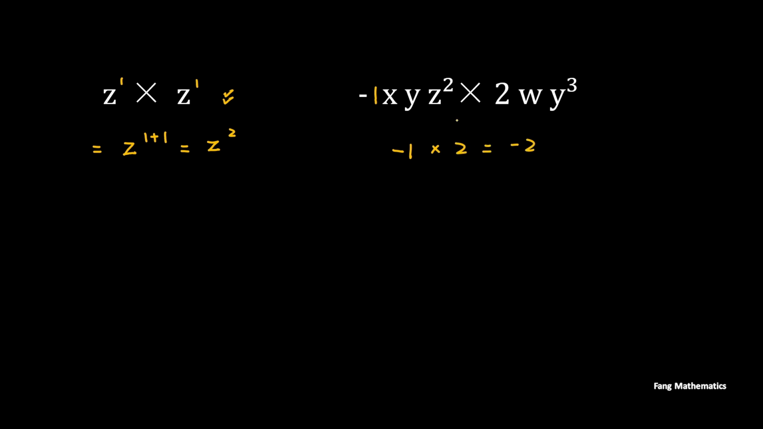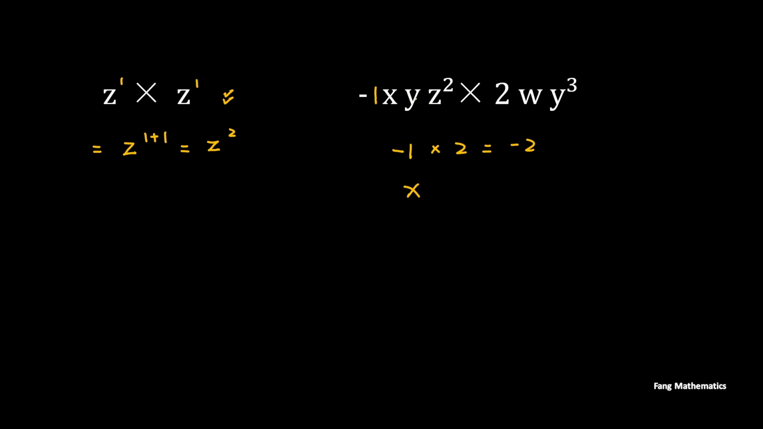Now, if you look at the question carefully, you have 4 letters, or 4 variables. You have x, y, z, and w. Let's start from x. You see there is x here, so you bring the x. You look at your second term, and there is no x, so your final answer remains x.